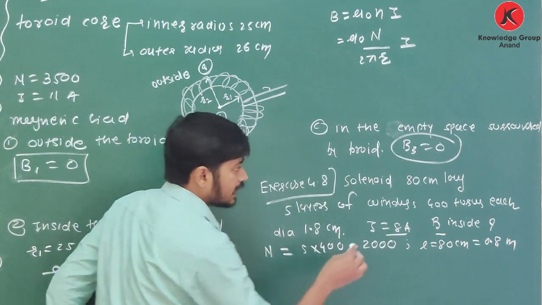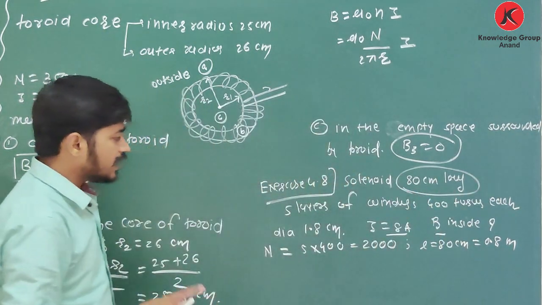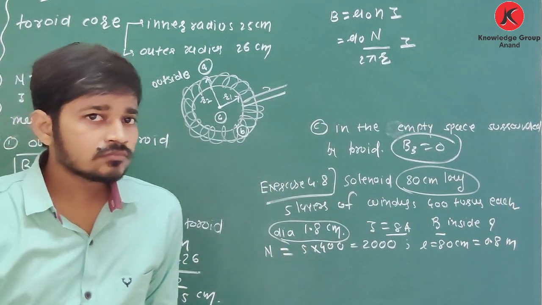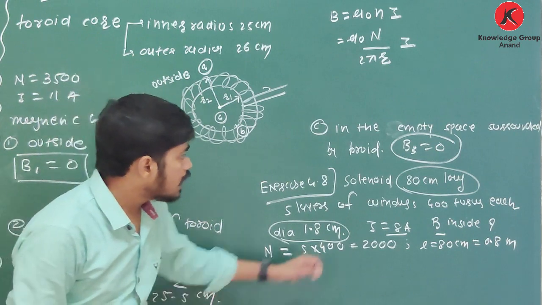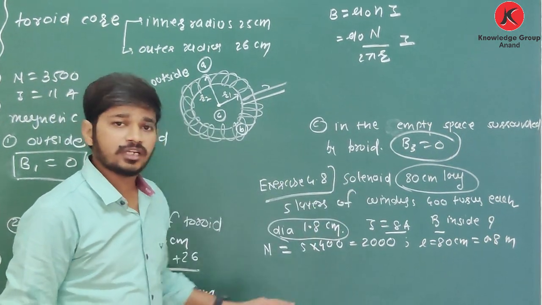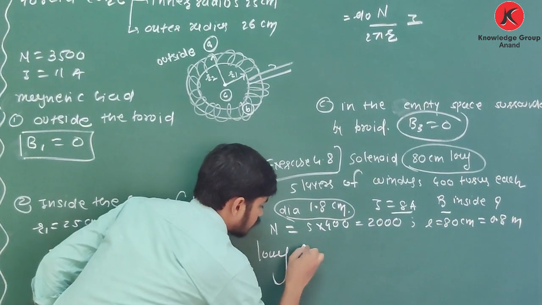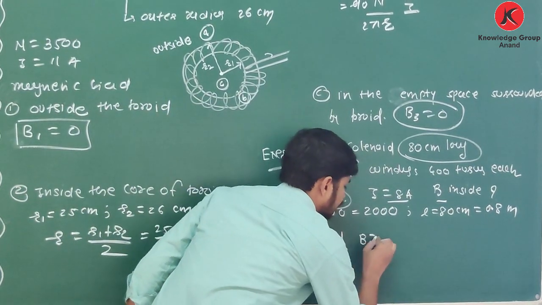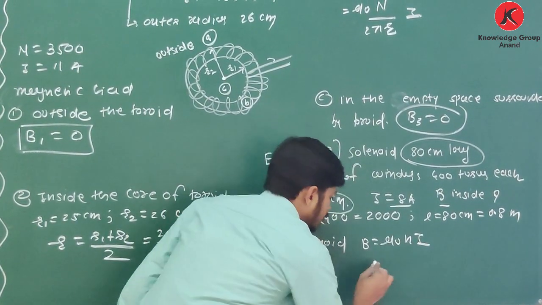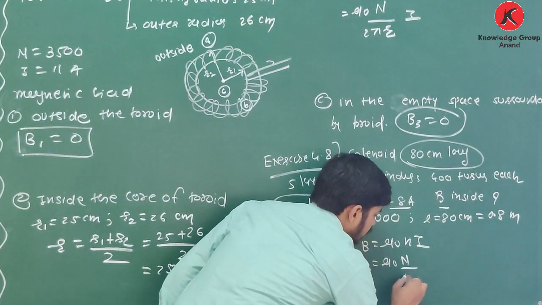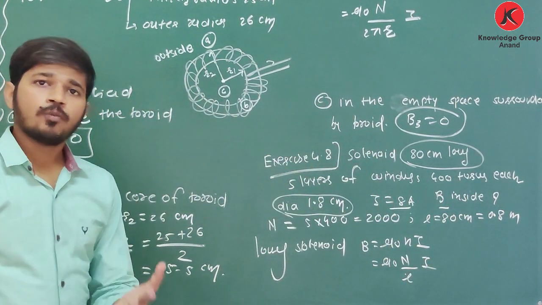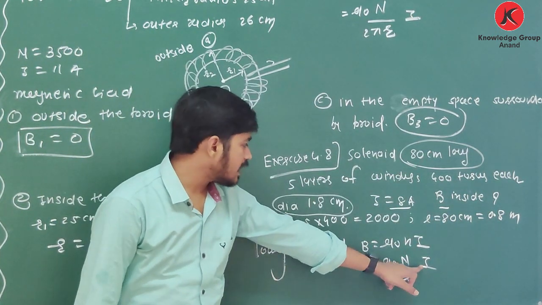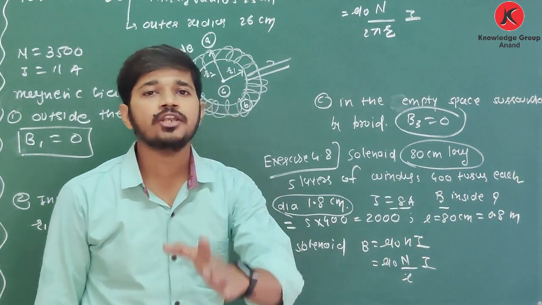For this solenoid, it is 80 centimeter long with diameter 1.8 centimeter, means radius is 0.9 centimeter. This length is large compared to its radius, so again it is a long solenoid. For a long solenoid, what is the equation of magnetic field inside? B is equal to mu 0 n i is equal to mu 0 N upon L into I. Mu 0 is 4 pi into 10 raised to minus 7, N is 2000, L is 0.8, and I is given. You can easily calculate your answer.